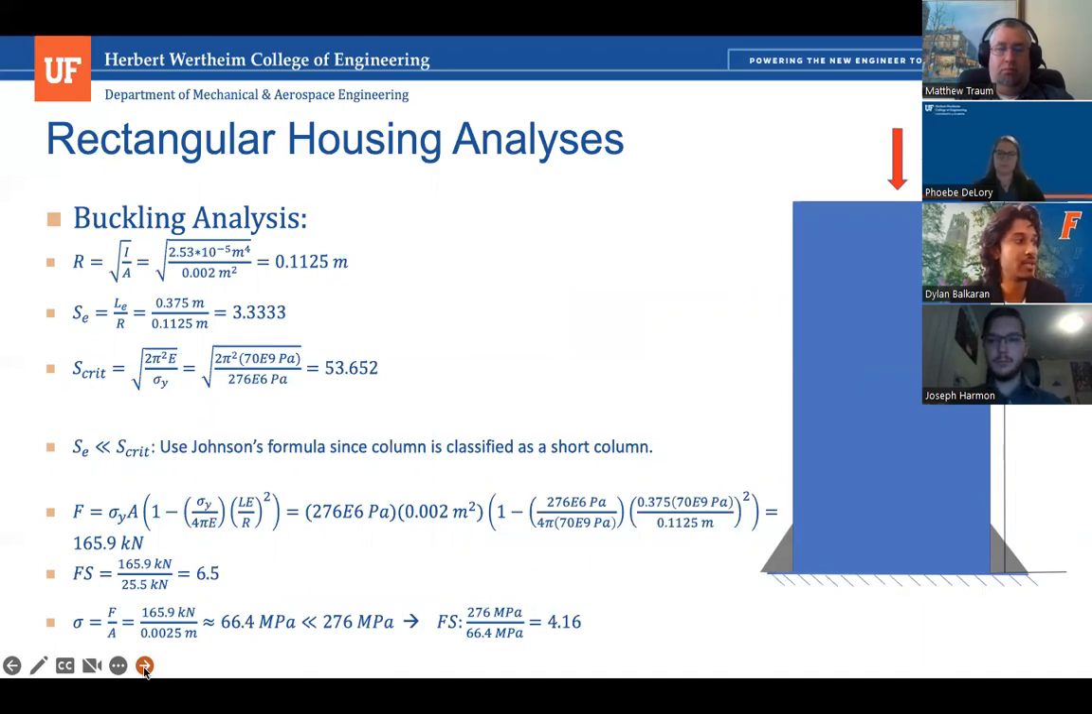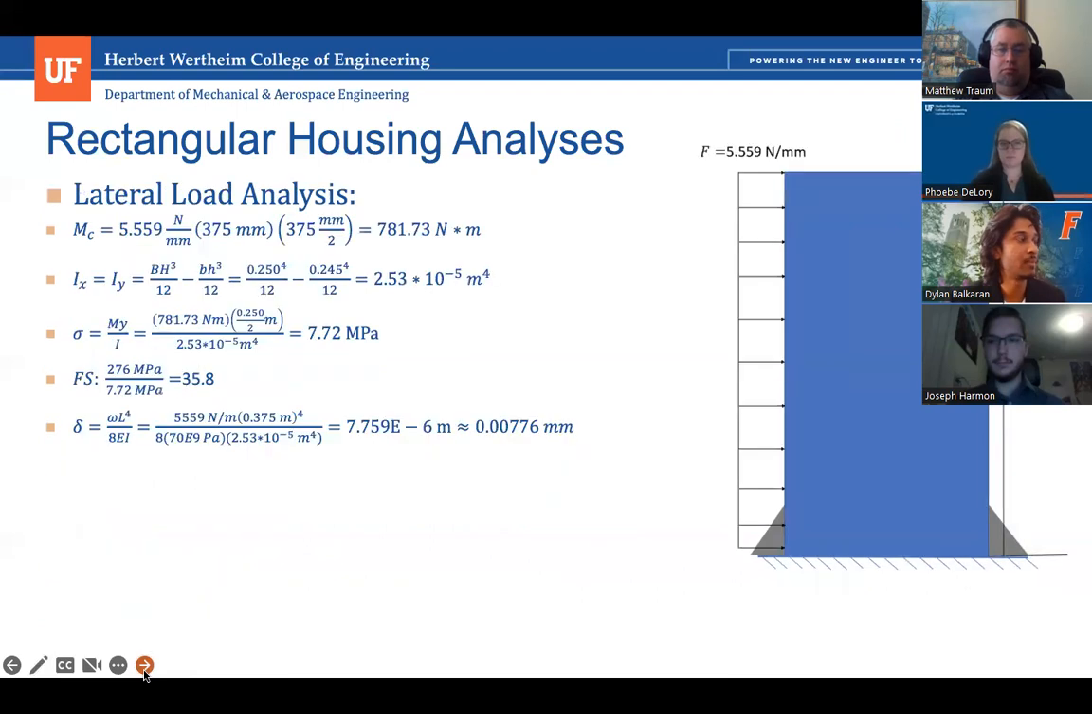Comparing this to the actual max load that would be applied, the factor of safety would be 6.5. And then using our stress equation, we were able to find a factor of safety compared to the yield strength of aluminum to be 4.16. So now we needed to check our structural load to make sure it was sound.